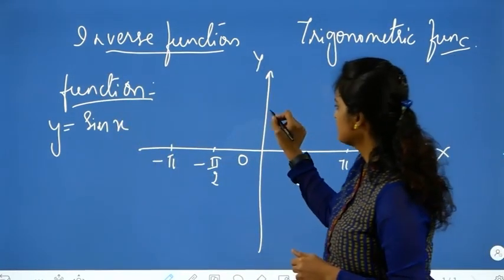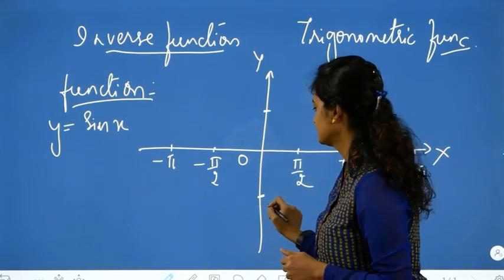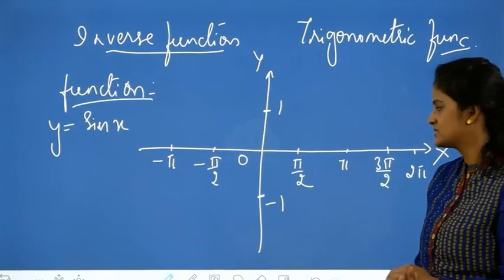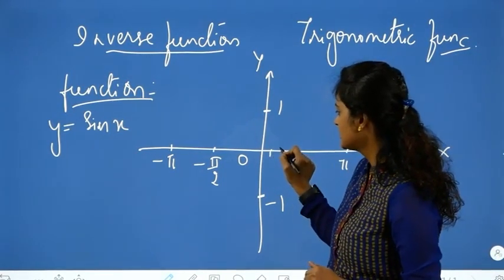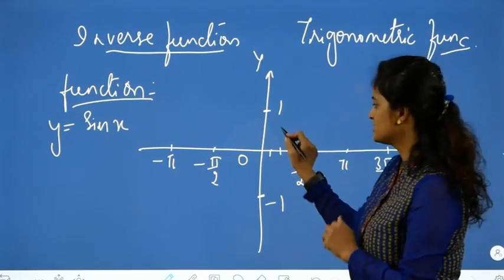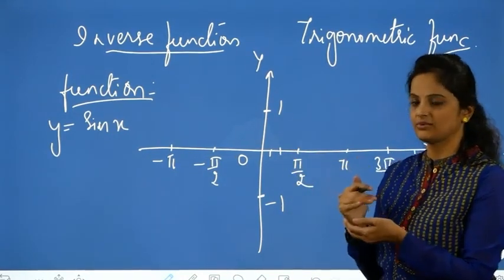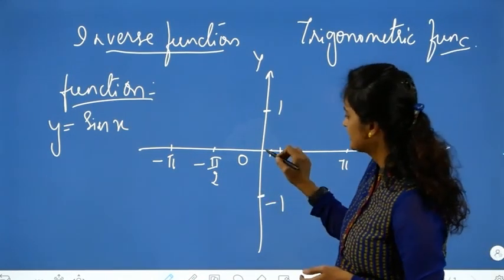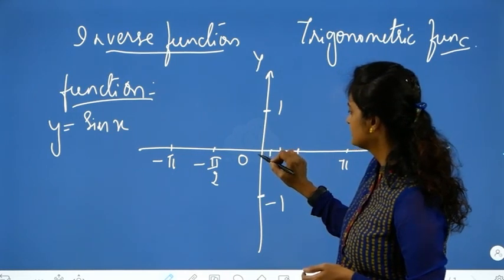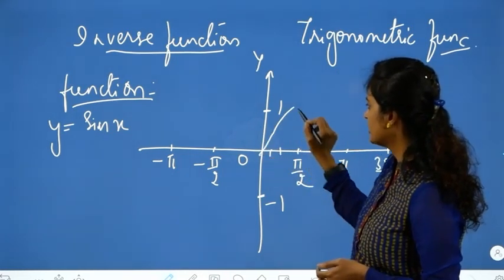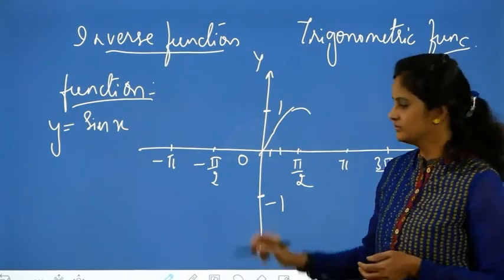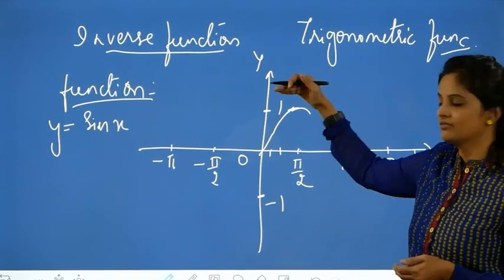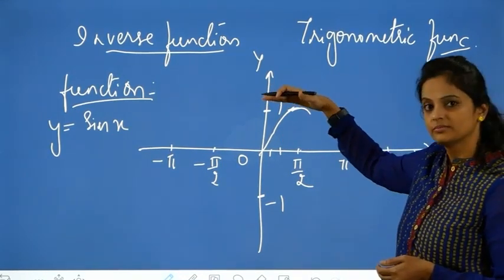So what is the maximum value sine can take? 1 is the maximum value. Before that, if you see 30 degree, 45 degree, 45 is 1 by root 2, right? So that means it is less than 1. If you take 30 degree, it is 0.5. 0.5 is also less than 1. So it will go on like this. When you reach pi by 2, that will reach its maximum value. Okay? Maximum value. So sine will reach its maximum value when it comes to 90 degree.